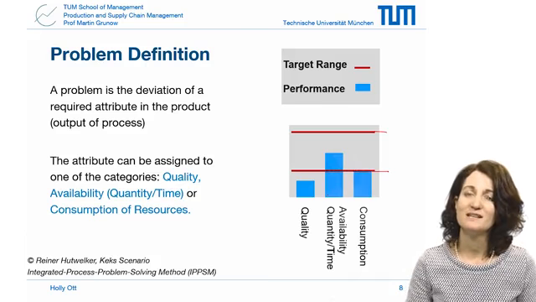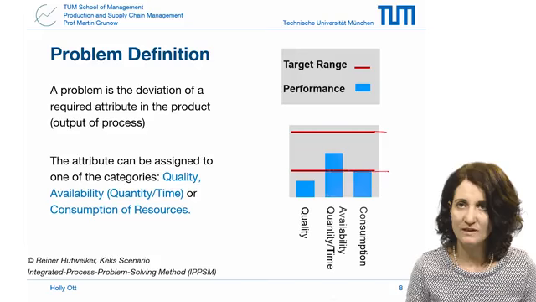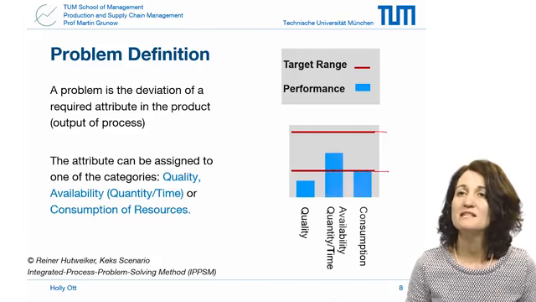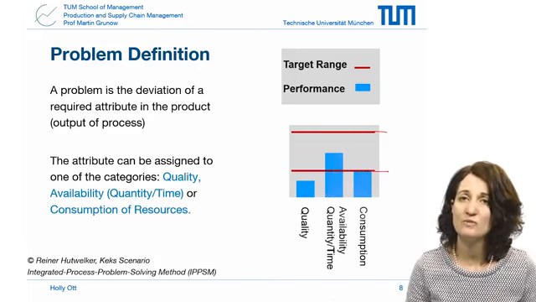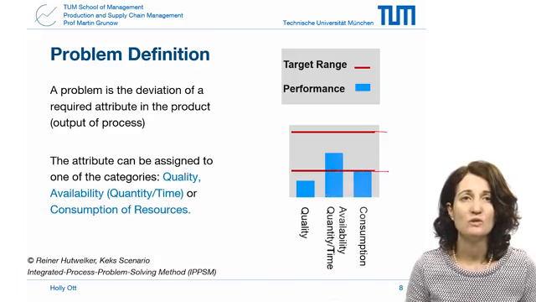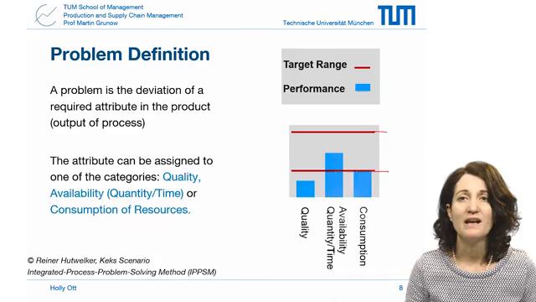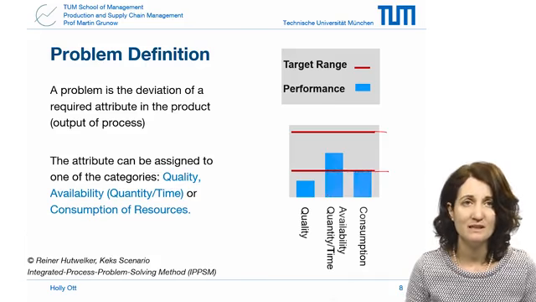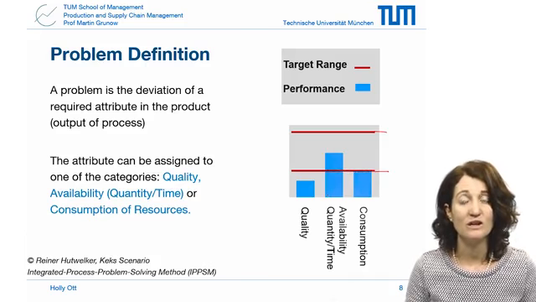So to restate this, and again, this is from Dr. Hutwelke, a problem is the deviation of a required attribute in the product and output of the resources can be assigned to 3 different categories, and when you look at the output, you can see if these categories are achieved or not.